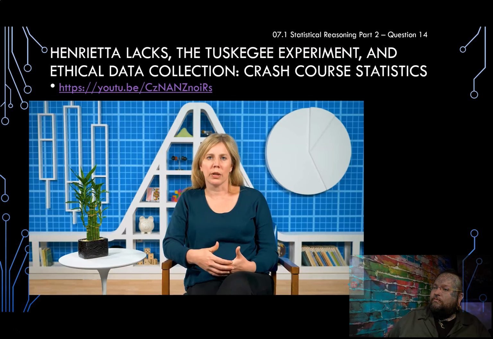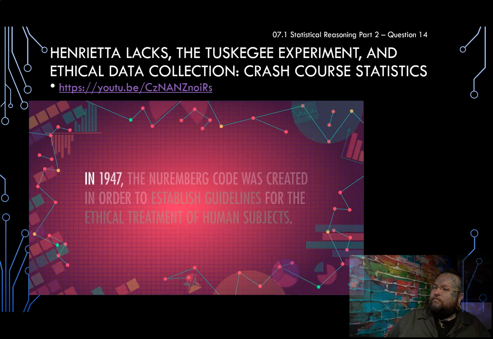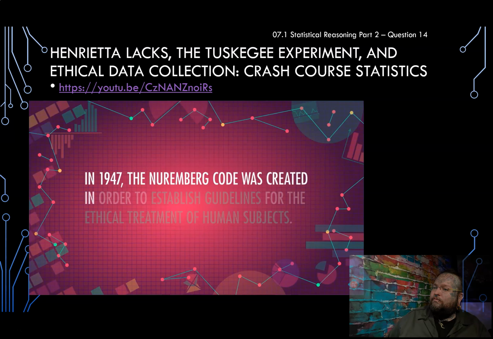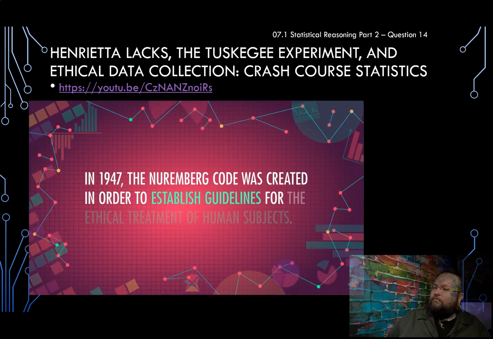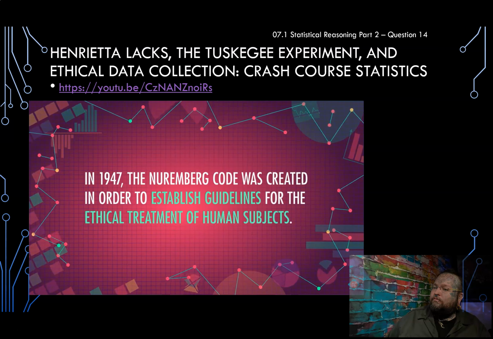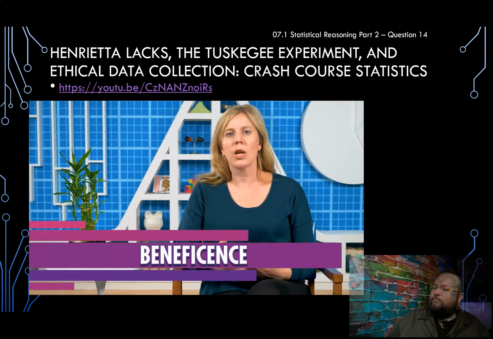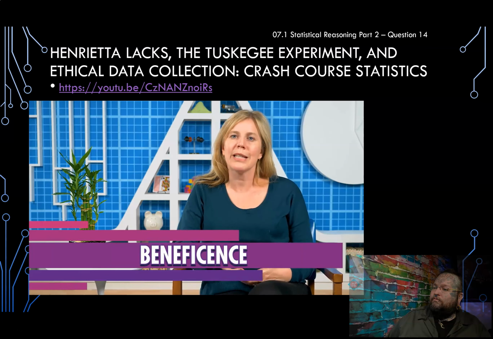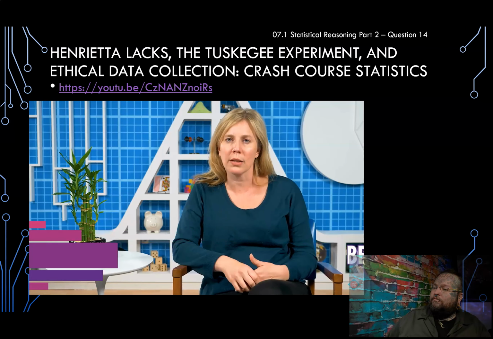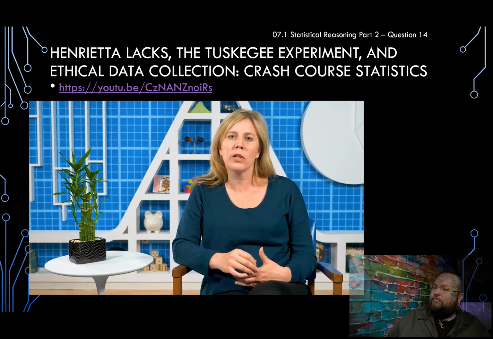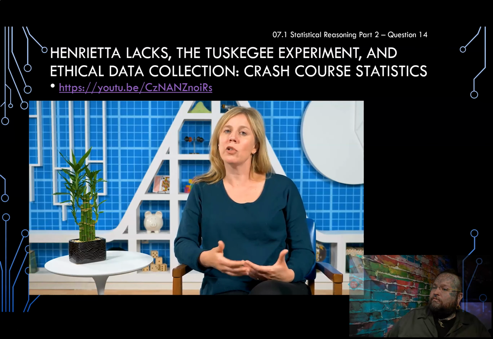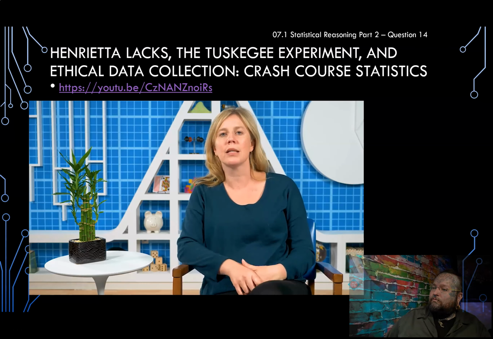In all three of those stories, the research procedures didn't have any benefit to the patients. In 1947, the Nuremberg Code was created in order to establish guidelines for the ethical treatment of human subjects. One of the main tenets is beneficence, which not only requires that researchers minimize the potential risk to subjects, but also requires that the risk should be outweighed by potential benefits to the patient and the scientific community.